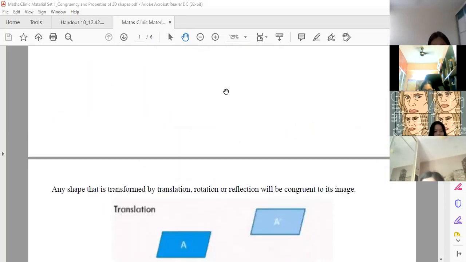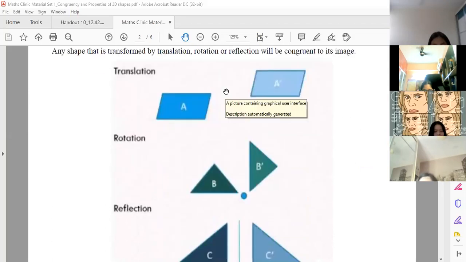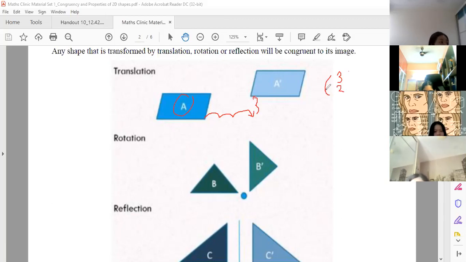So I told you just now about transformation. These three are transformations: translation, rotation, reflection. As you can see on the screen here, rectangle A has been translated. How many? Maybe it has been translated 3 to the right and then 2 upwards. So it has been translated (3, 2), for example. Look at the size, look at the shape, it's still the same. So you can say that even if the shape has experienced translation, it is still congruent.